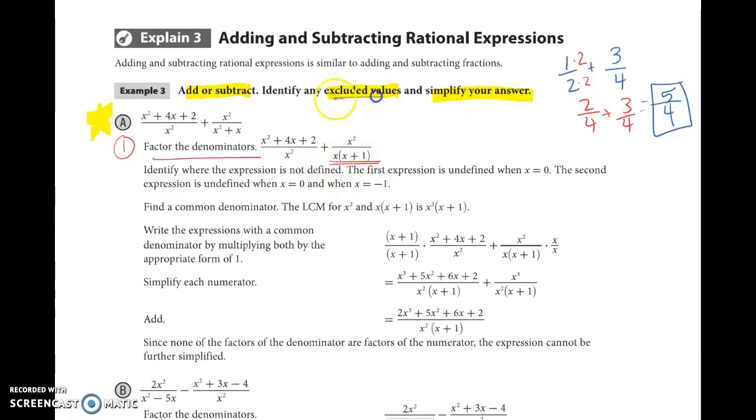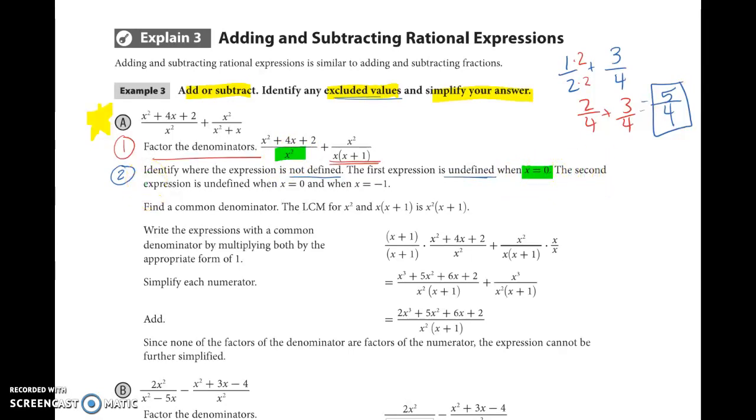So step 2, well, the directions say find the excluded values, so that's what we're going to do. We're going to identify where the expression is not defined. And if we remember, anytime the denominator is 0 in a fraction, we have a value that's undefined. So we're going to go ahead and set our denominators equal to 0 in order to find out where they're undefined. So for this one here, what values would make that 0? Well, when x equals 0. So x squared is 0 when x equals 0, and so that's one excluded value.